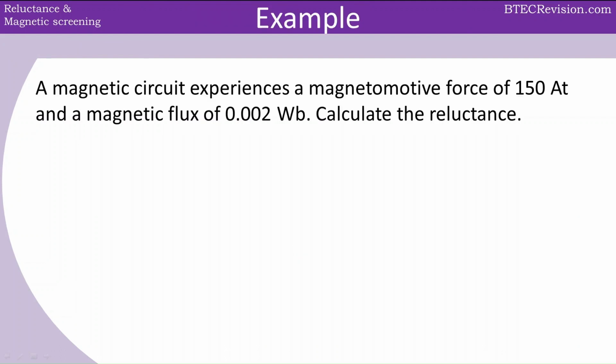Now, let's look at this example. A magnetic circuit experiences a magnetomotive force of 150 ampere turns and a magnetic flux of 0.002 Webers. Calculate the reluctance. We'll start by writing down our equation. S equals Fm divided by phi, and we can plug in our values. That's 150 divided by 0.002, and that's equal to 75,000 Henry to the power of -1.